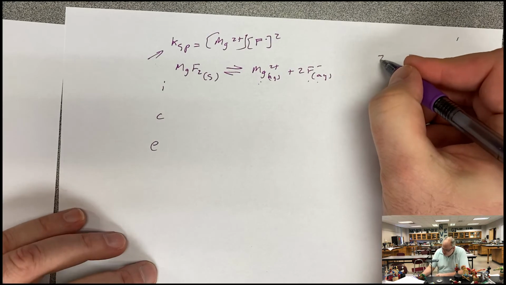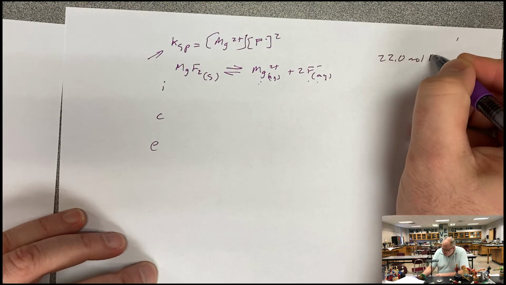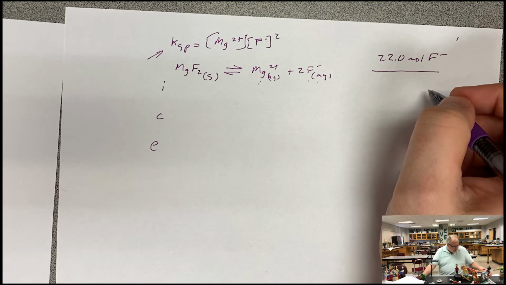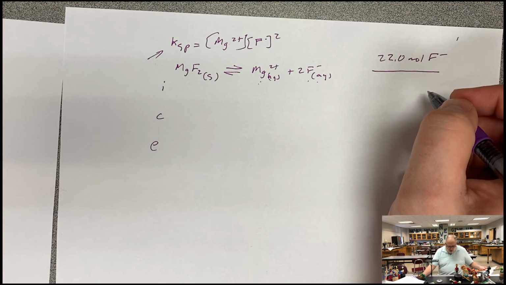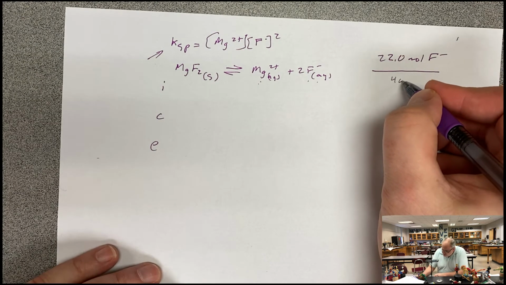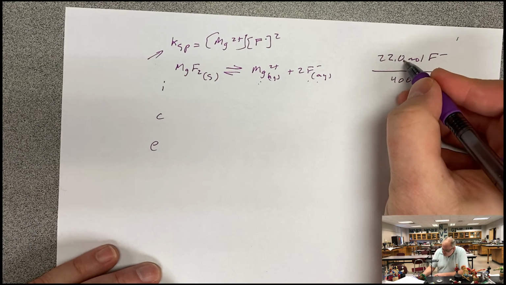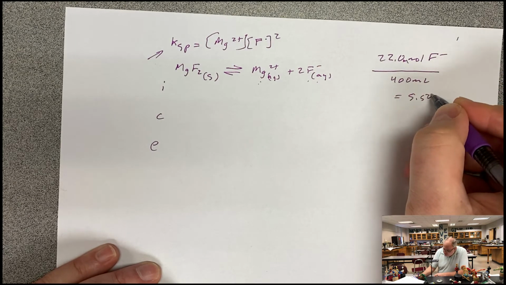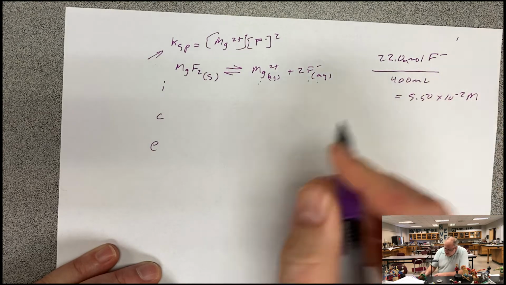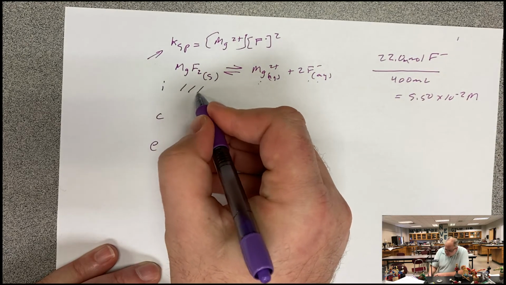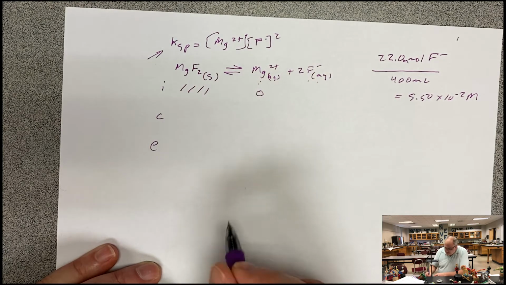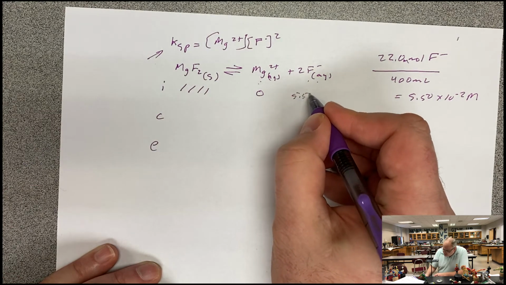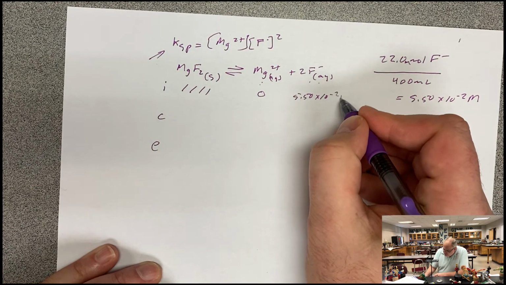So I have 22.0 millimoles of F minus left sitting here, but I want to convert that into molarity. In order to do that, mustn't I divide that by my overall volume, which in this case is 400 milliliters? If I divide 22.0 millimoles by 400 milliliters, I'm going to end up with 5.50 times 10 to the negative 2 molar. And when I'm doing my initial quantities here, we don't care about this step right here. But we do care that we have 0 of this because it's been all used up when we formed the MgF2 in the beginning. And we're going to have 5.50 times 10 to the negative 2 molar here.